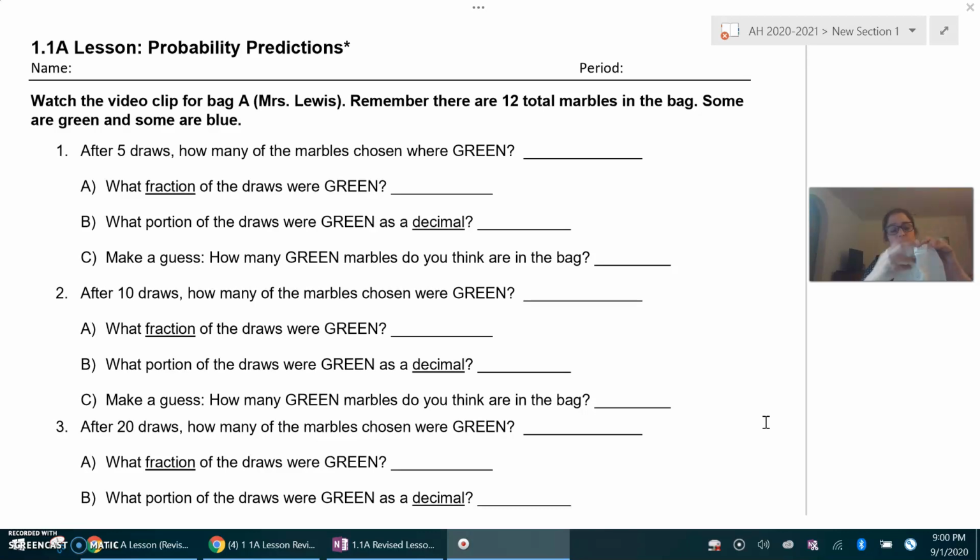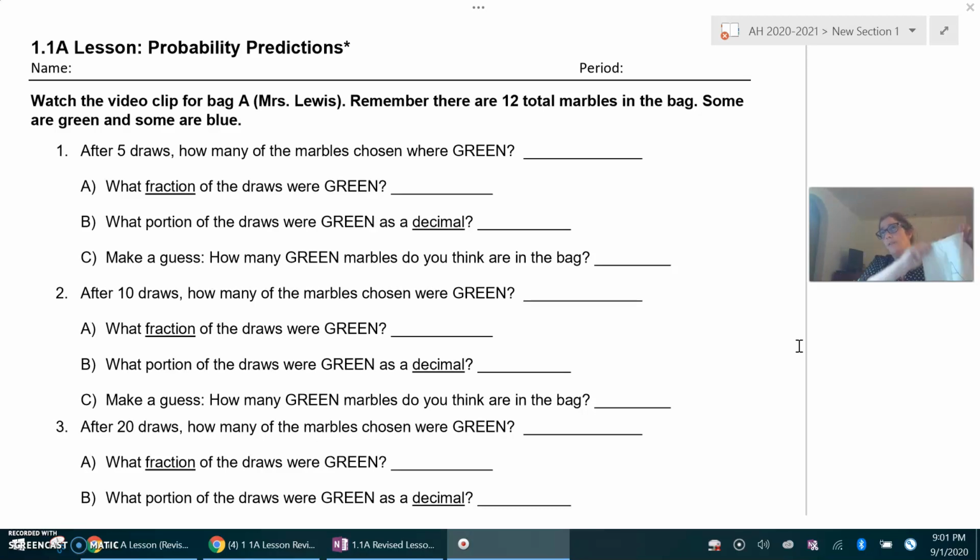So I'm going to give it a little shake, and then I'm going to reach in, and I've got a blue. So we're going to make a tally mark for a blue. What's important is that we're going to put it back in and shake it all up so that there's still 12 marbles in the bag. And then I'm going to pull another one out, and it's blue. So we're going to make another tally mark for blue. We're going to shake again, and this time we have a green. So we're going to put a mark under green.